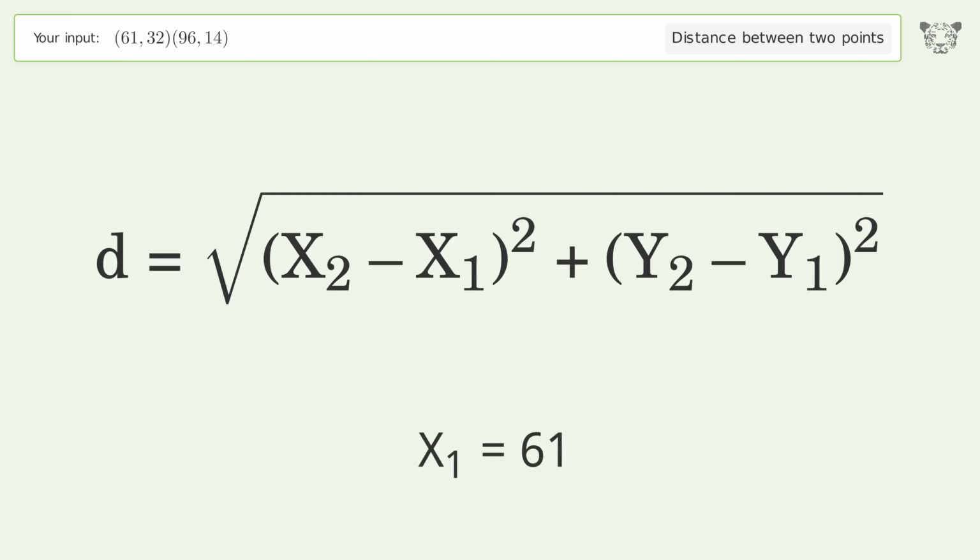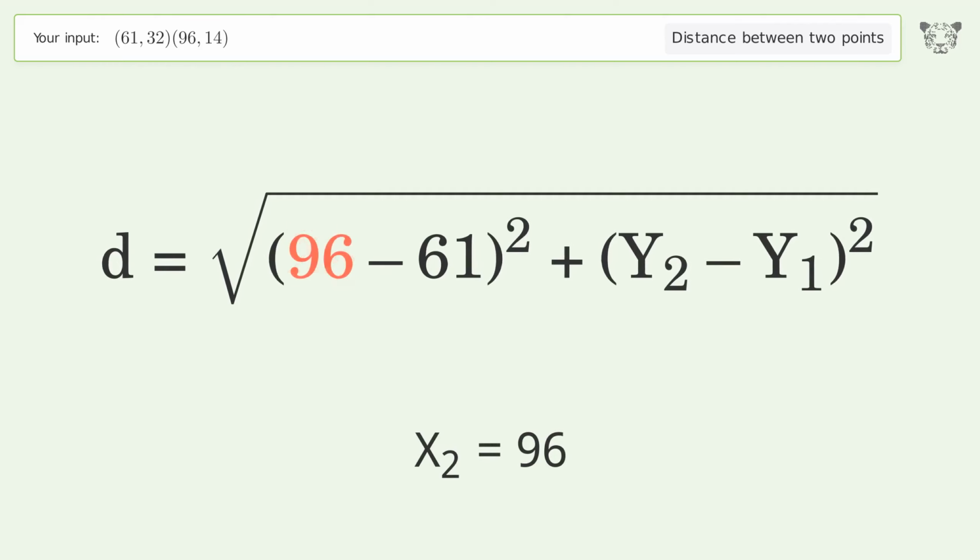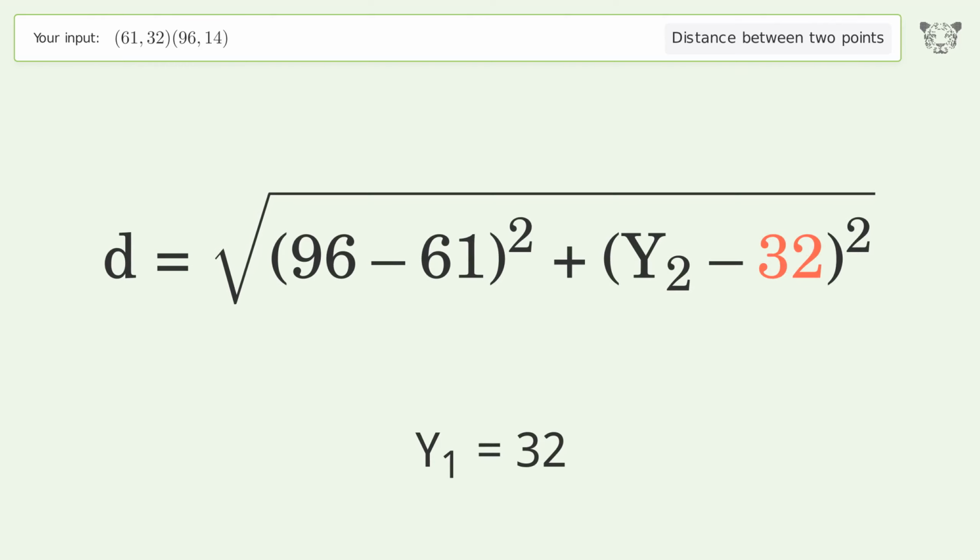x1 equals 61. x2 equals 96. y1 equals 32. y2 equals 14.